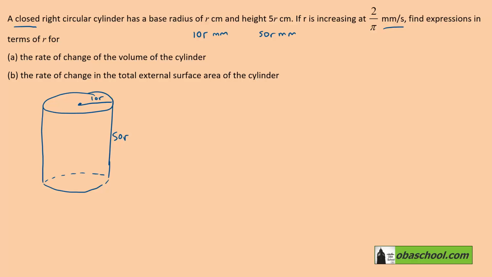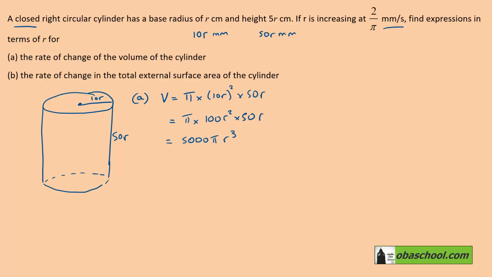And so if we're looking at part A, we can see that the volume, well, we know it's the area of the end times the height, so it's going to be pi times 10r squared times 50r, which is pi times 100 r squared times 50r, which is going to be 5,000 pi r cubed.